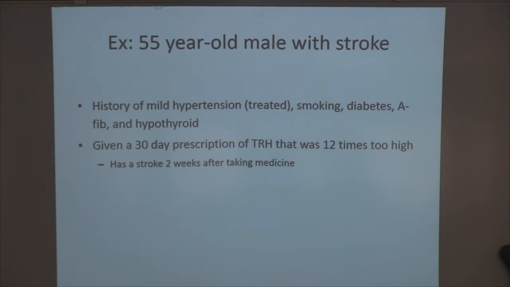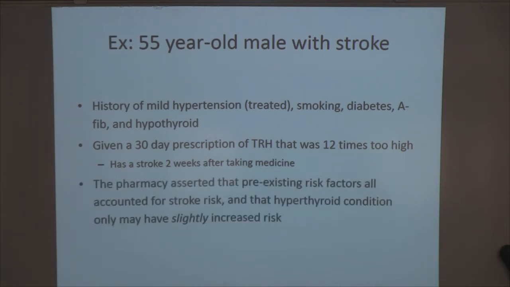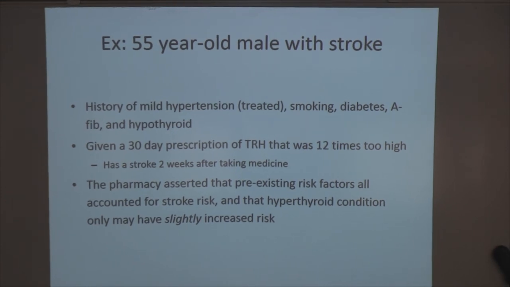We know that stroke risk goes up with hyperthyroidism. And we artificially created hyperthyroidism. This guy had a stroke 2 weeks into that time. So we have temporality, we have a plausible mechanism, right? Because if you give somebody this medicine, you cause them to have increased risk of stroke. And the pharmacy that got sued said, yeah, but he had all these risk factors anyway. So what do you do with that? Because that is often pointed to as essentially exculpatory. It means it's not our fault because this guy had all these problems.